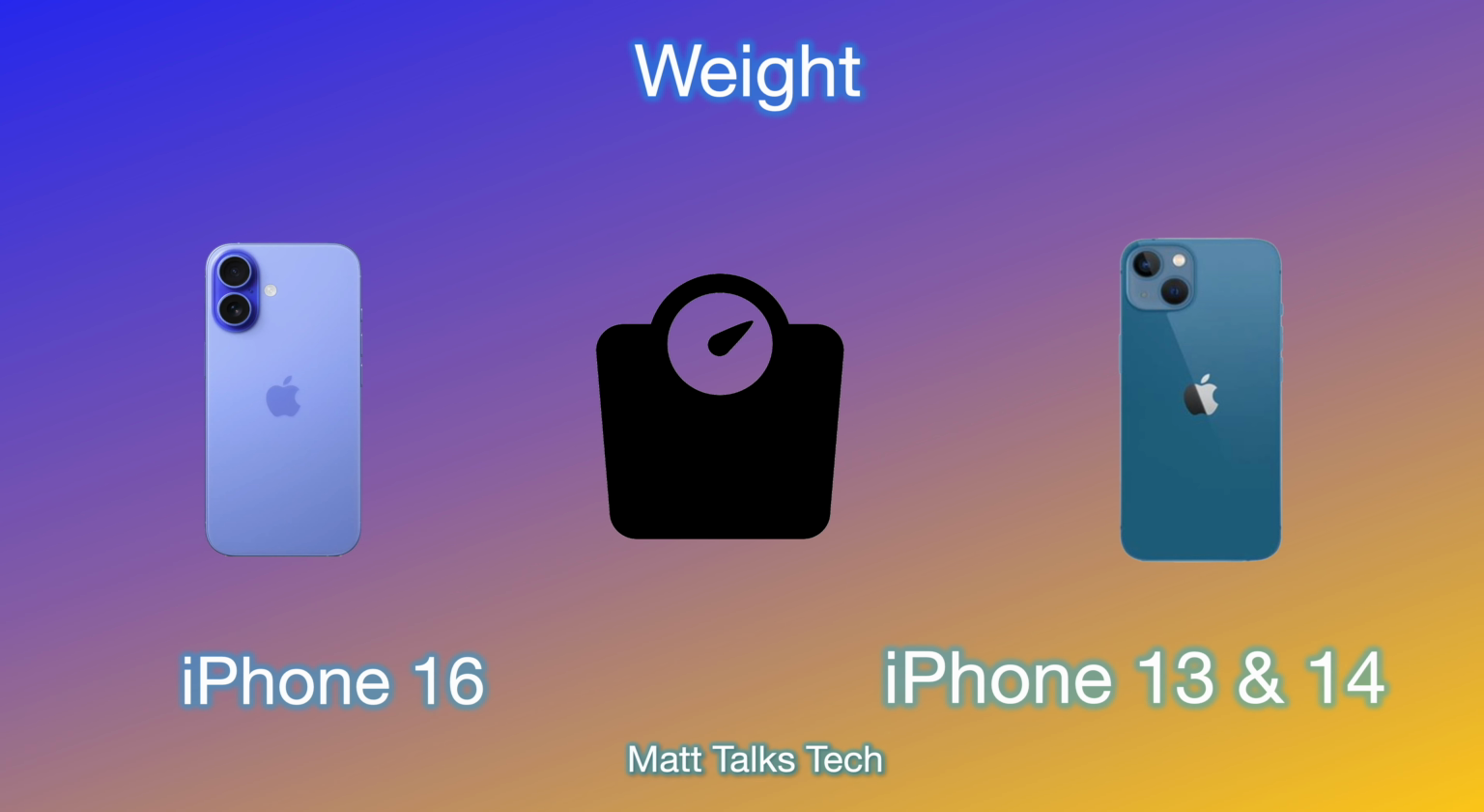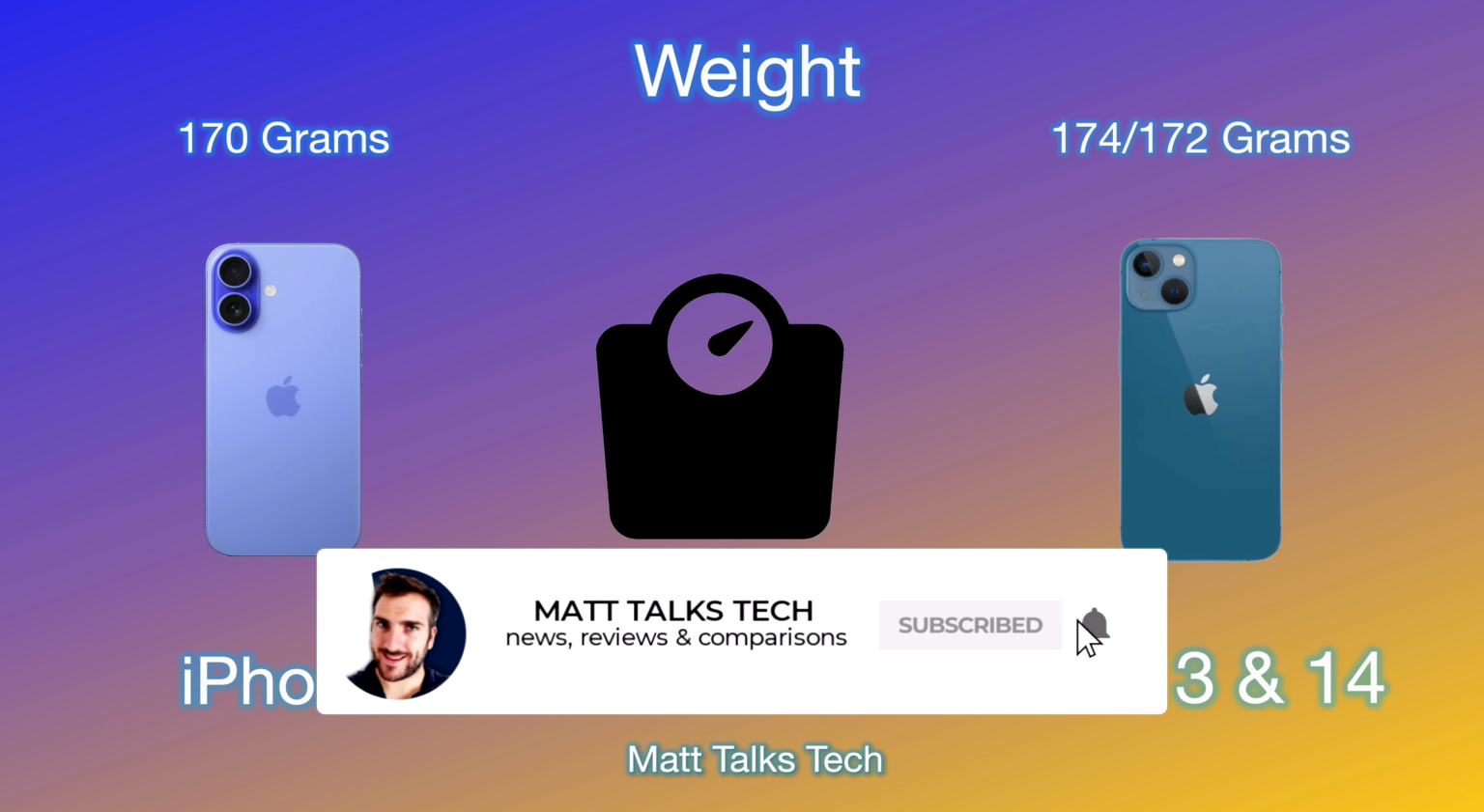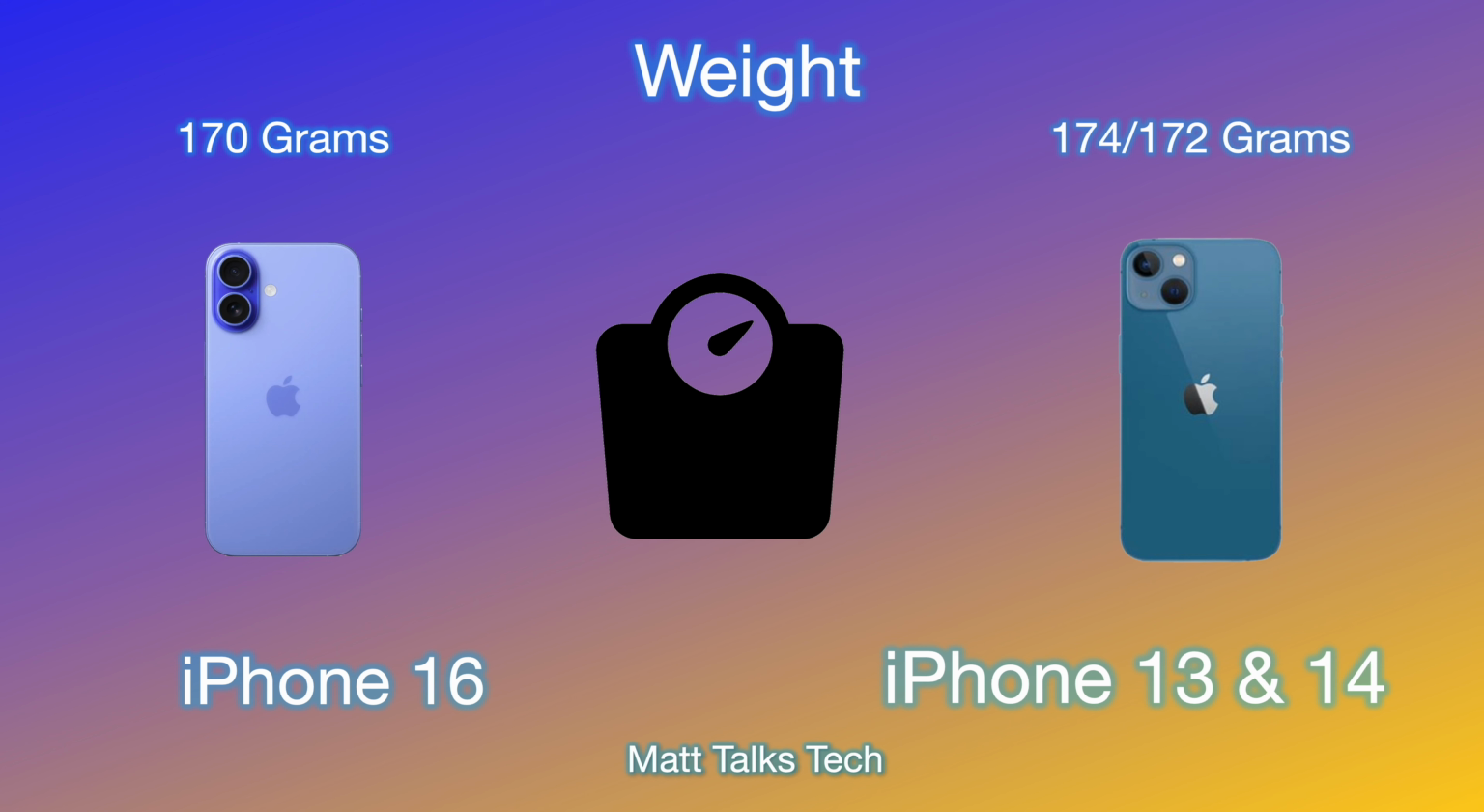But then moving over to the weight, there really aren't many differences here. The iPhone 16 is now weighing 170 grams, whereas the iPhone 13 weighed 174 grams, and then obviously the iPhone 14 172 grams. There's really nothing in it here whatsoever. We're talking 2 or 4 grams. That is nothing at all. Even a screen protector for your iPhone weighs about 12 to 17 grams. So there we go. That just shows you the difference there.